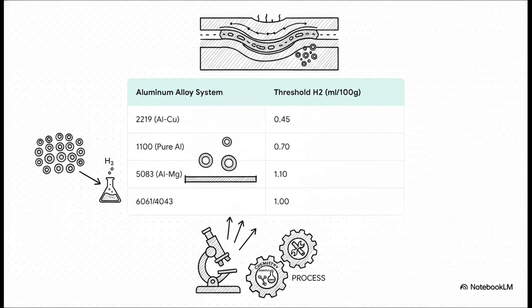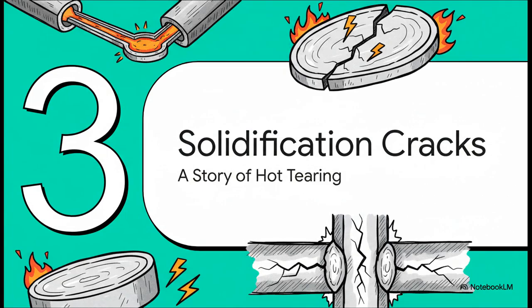And this table just shows it so clearly. The alloy's own chemistry is a huge deal. Just look at the difference here. An aluminum-copper alloy, like 2219, is super sensitive. It starts forming pores with just 0.45 milliliters of hydrogen. But then look at an aluminum-magnesium alloy, like 5083. It can handle more than double that amount before you have a problem. See, it's not just the process, it's the material itself. Okay, let's switch gears and move on to a much more dramatic kind of failure.